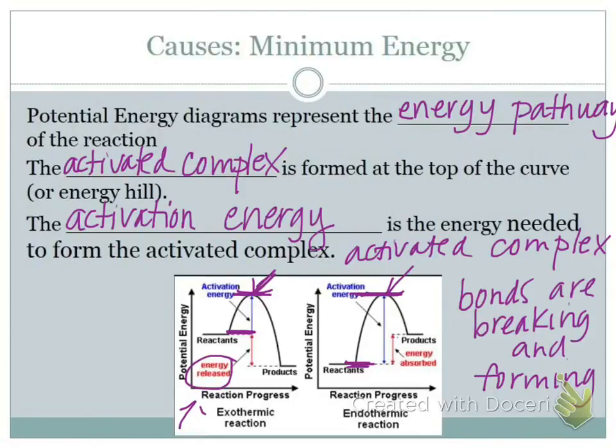And when energy is released, our delta H, who remembers what the value is for exothermic? Positive or negative? Negative. And then delta H for an endothermic process is positive. Okay? And that's because energy is required or absorbed during the endothermic process, so that delta H would be positive. Okay? Does everybody have that before I move on?